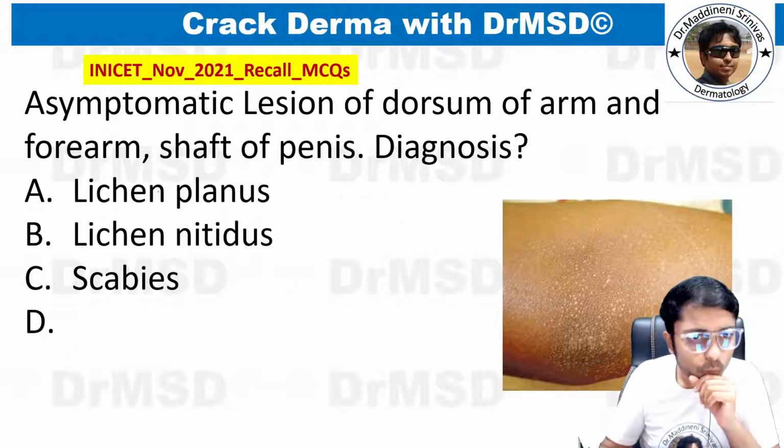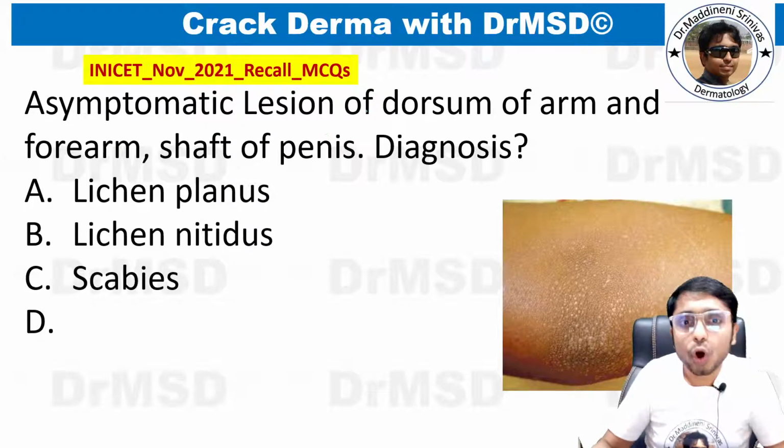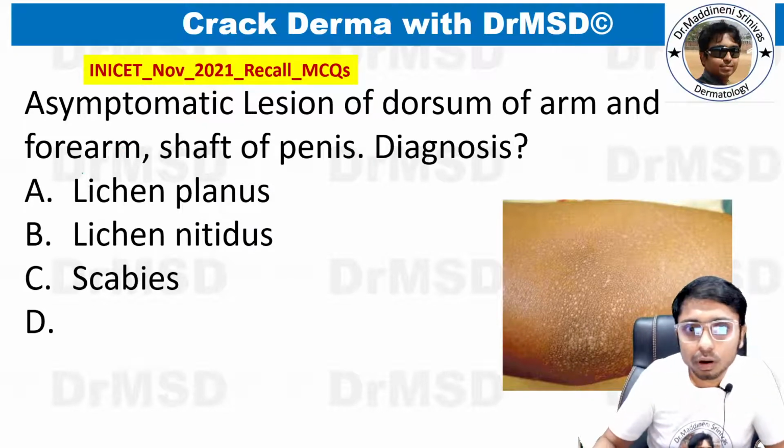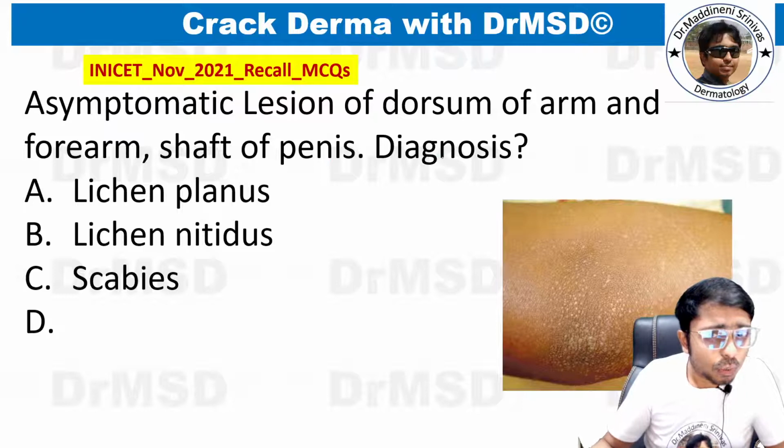So now please try to answer this question: asymptomatic lesion of dorsum of the arm, so forearm and shaft of the penis. So what is the diagnosis?